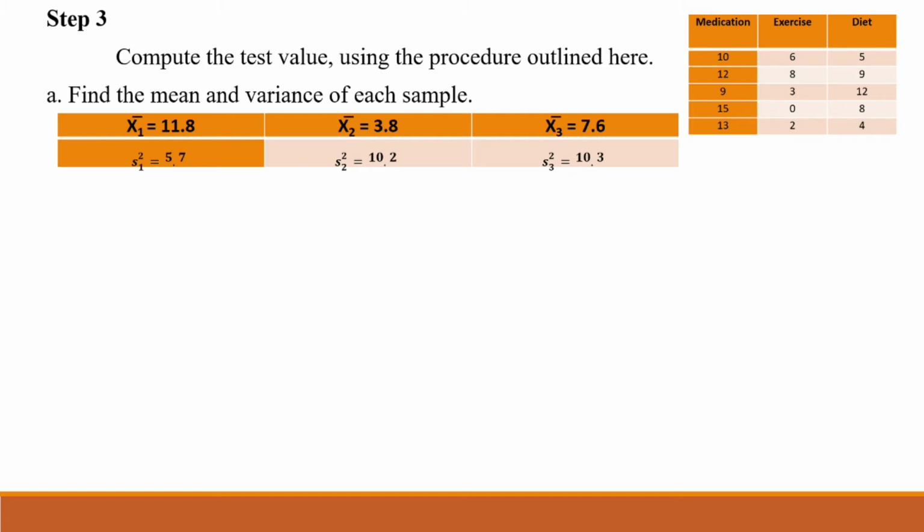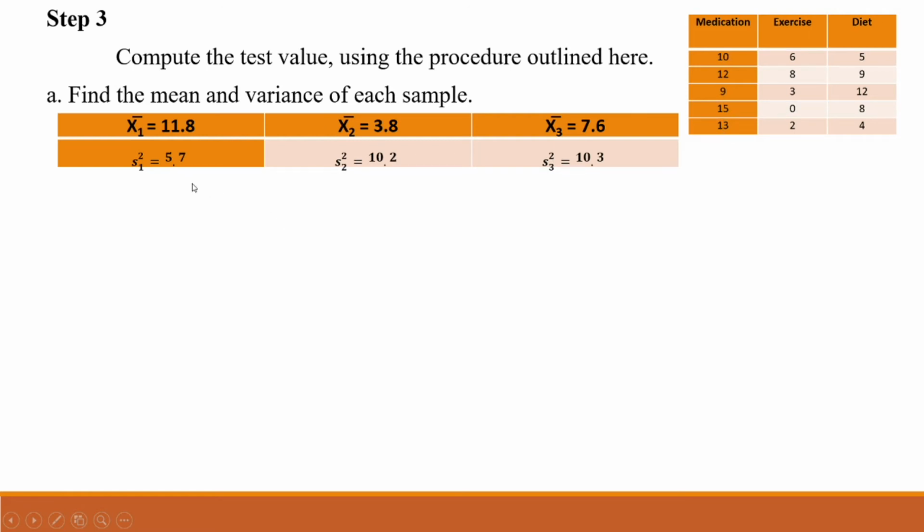Para makuha sa X bar sub 1, yun yung medication, yung nakuha nating mean is 11.18. Then sa X bar sub 2 is 3.18 and X bar sub 3 is equal to 7.6. Paano ba nakuha yan? Pag-add lang natin yung sa medication and i-divide natin sa 5 kasi total number of each group is 5.